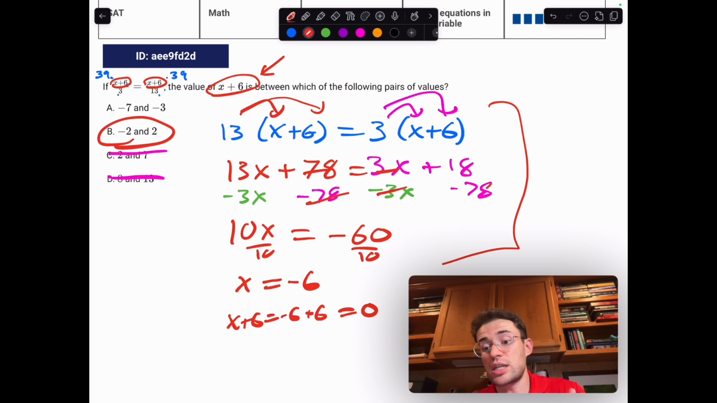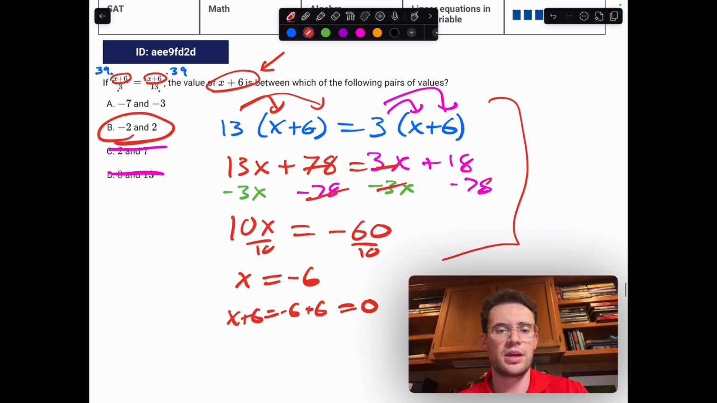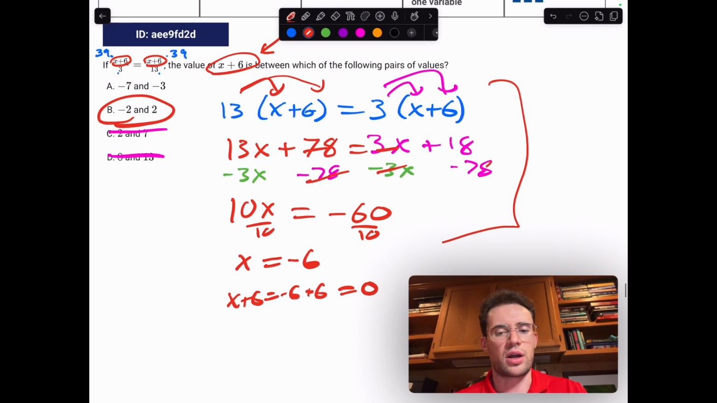Now you did see I did catch it, so just take the time to catch if it works. X plus 6 is 0. 0 over 3 equals 0 over 13. That makes sense. But yeah, you could do it this way if you want to do it algebraically. Just don't forget to add 6 at the end.